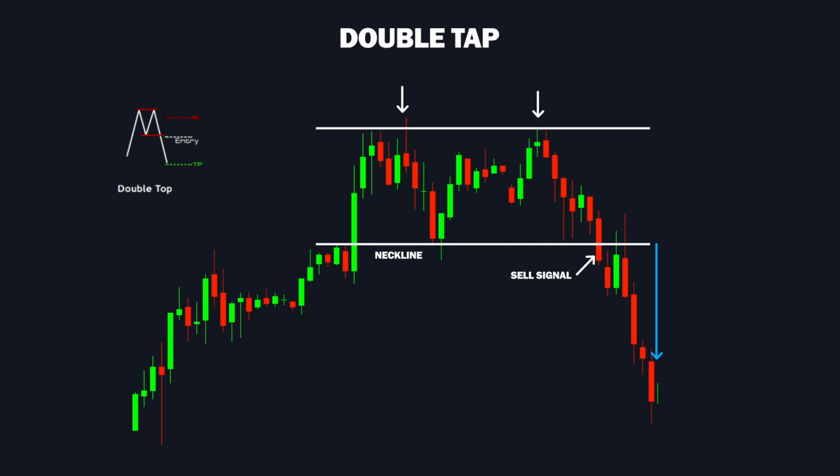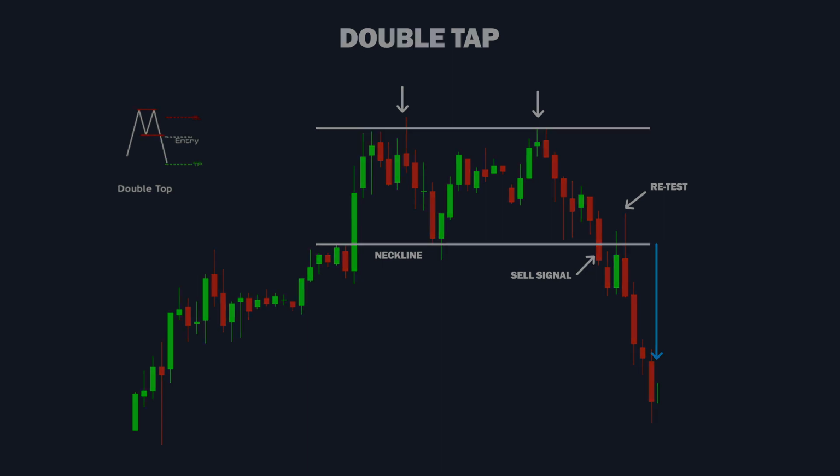If you are a conservative trader, you can wait for a second confirmation in the form of a retest of the neckline from the other side, which should hopefully then act as a resistance level.